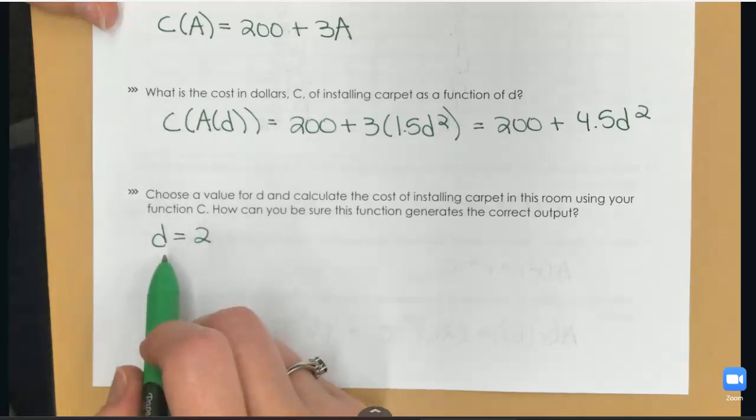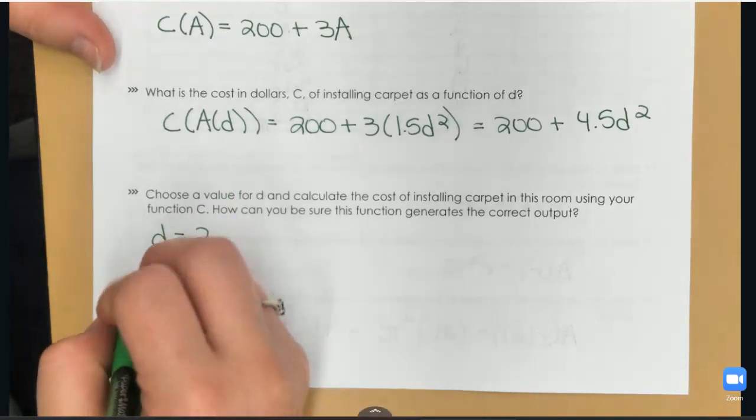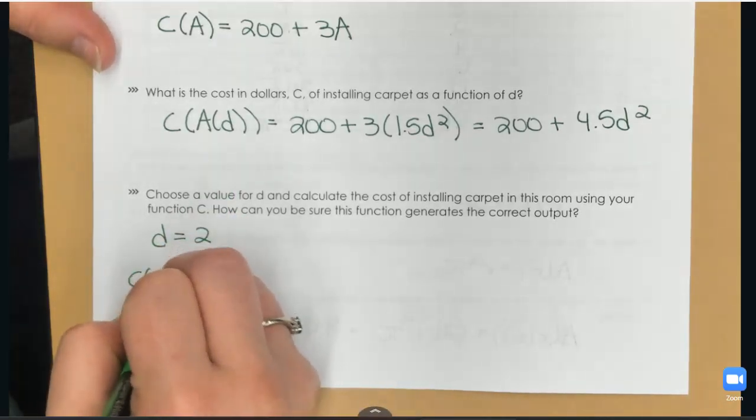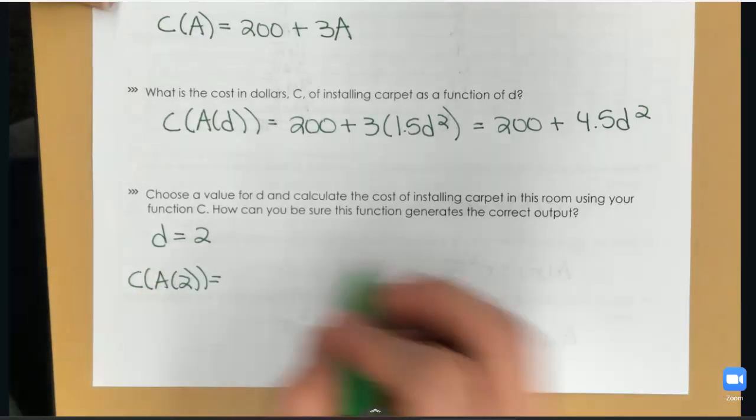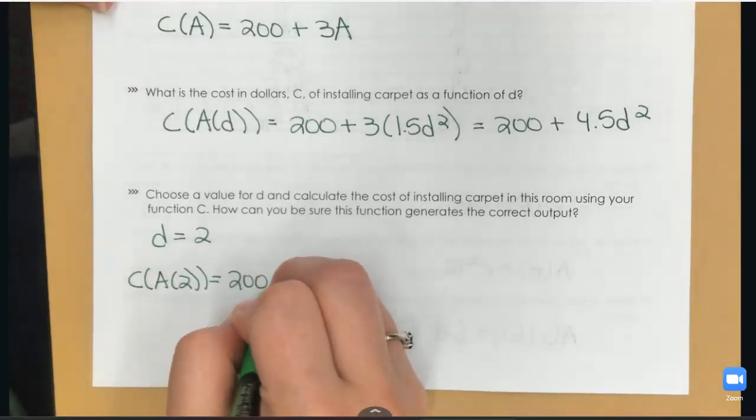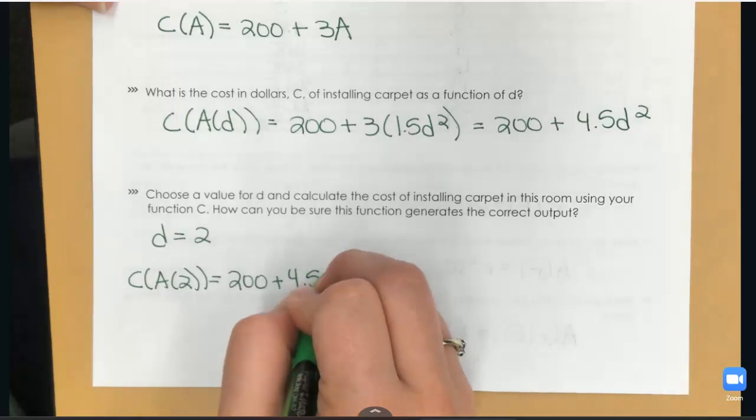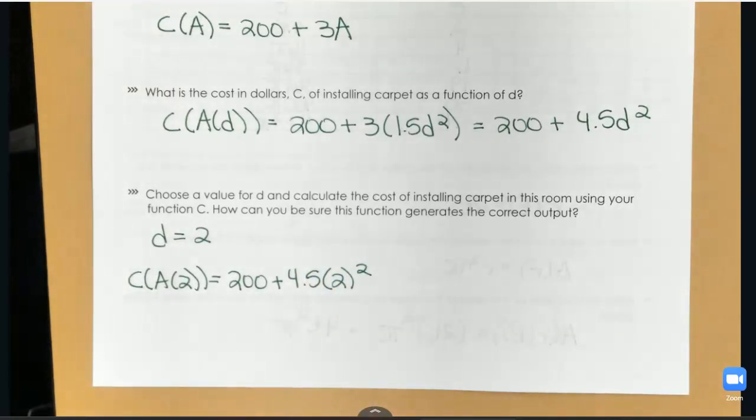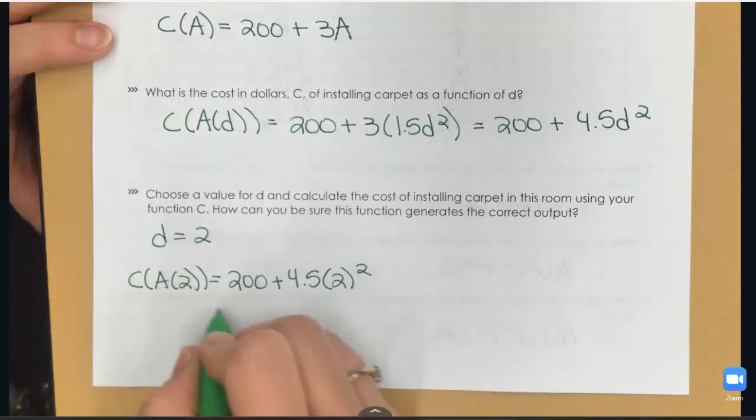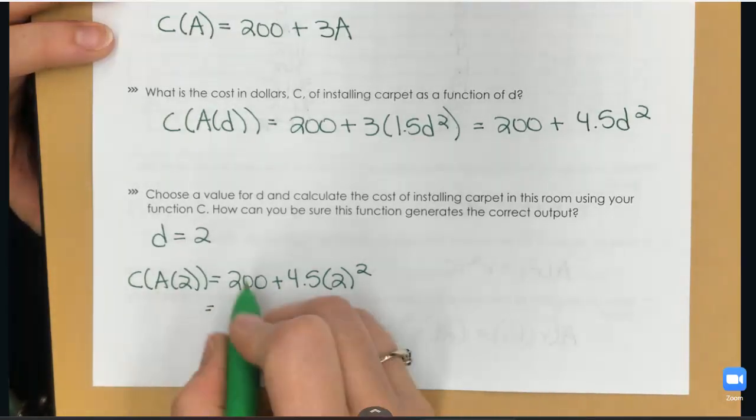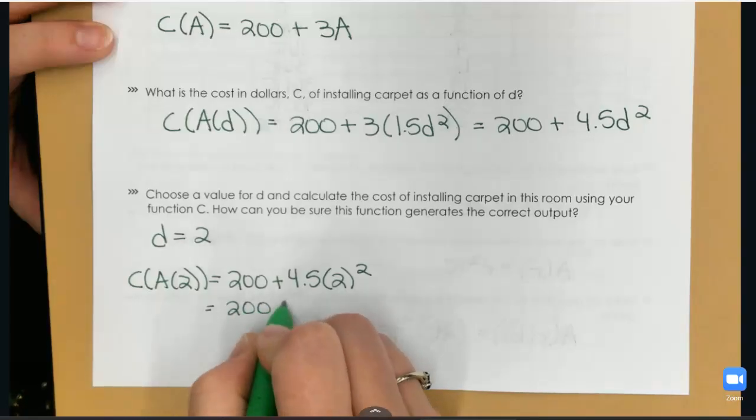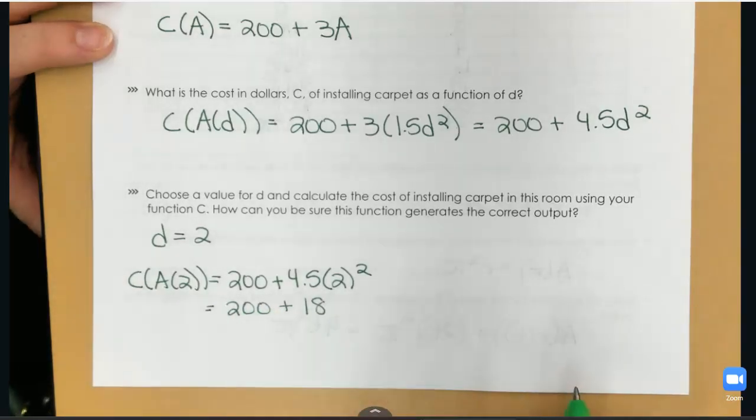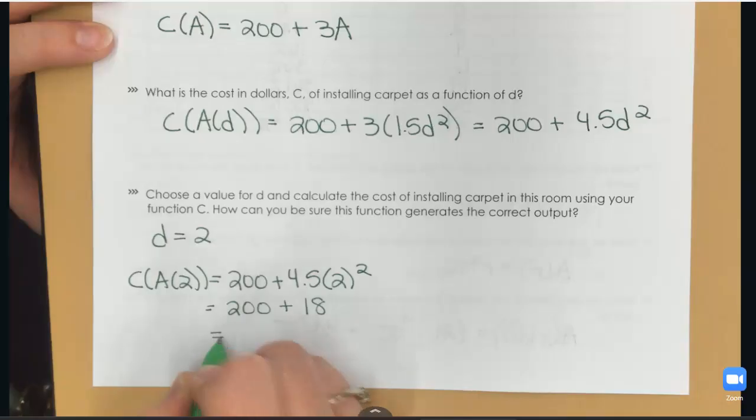So if D was 2, that means that C of 2 would be 200 plus 4.5 times 2 squared. Let me do that calculation really quickly. 2 squared is 4. 4 times 4.5 is 18. So what we are looking at is $218 to carpet that room.